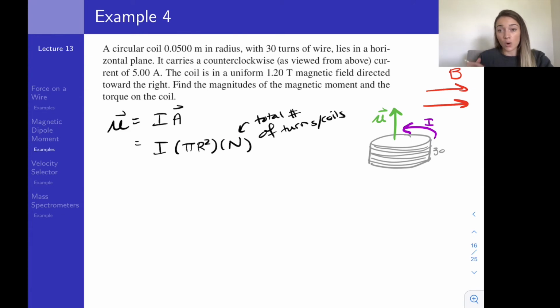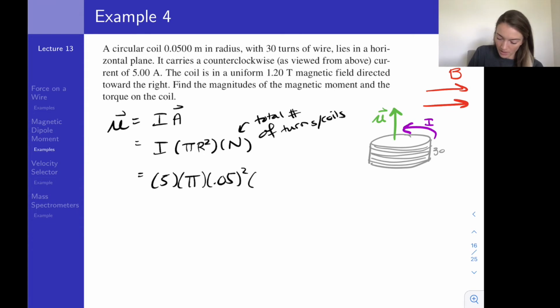You have to multiply by the total number of coils because you basically have 30 individual magnetic dipoles stacked on top of each other. So the total magnetic dipole moment is going to be 30 times that. Whatever number of little individual dipoles you have, you just multiply by the total number of those dipoles, and then you get the total magnetic moment. Okay, so we just have to multiply out these numbers. We have 0.5 amps times pi times 0.05 squared, and then times 30.